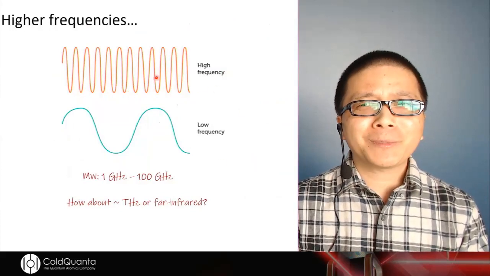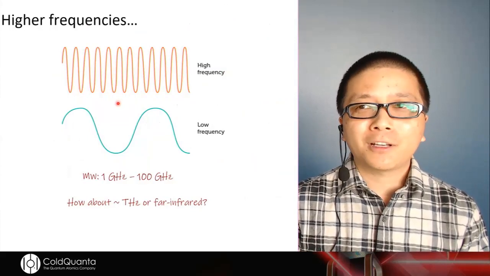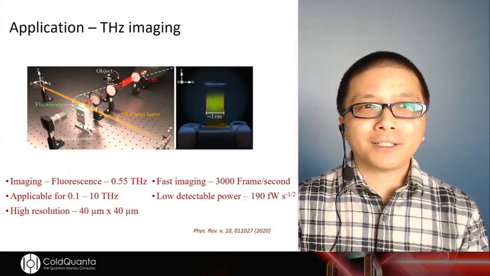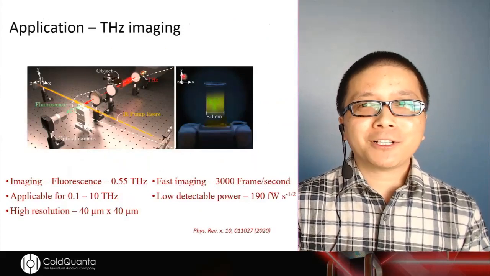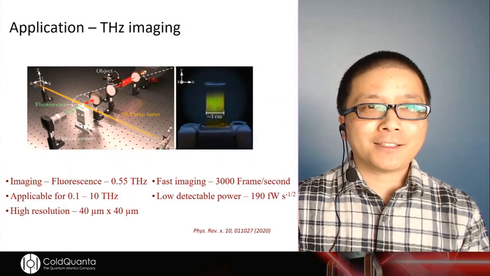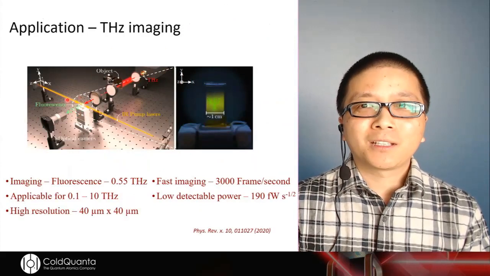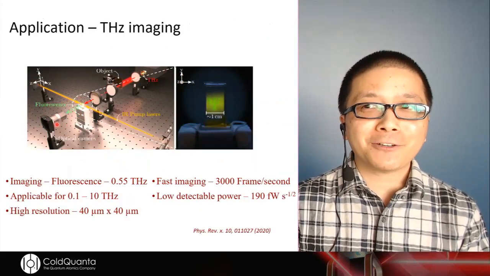Can Rydberg atoms also be read out for terahertz or far infrared waves? The answer is yes. Here's an example. A terahertz beam goes through an object and hits the atoms here. An optical camera reads the fluorescence and emits the terahertz beam.